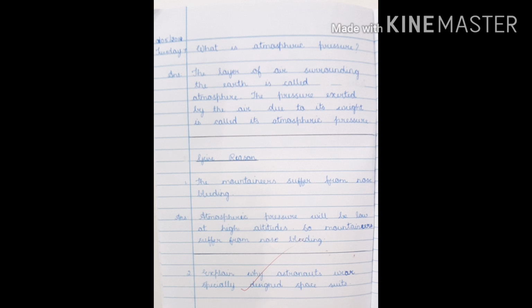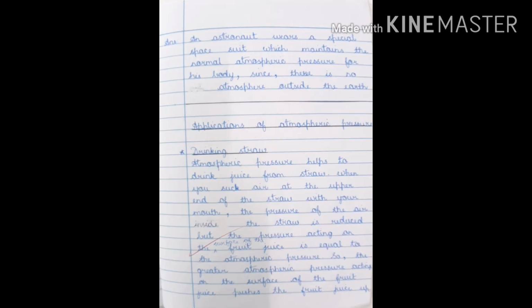Second question. Explain why astronauts wear specially designed spacesuits. An astronaut wears a special spacesuit which maintains the normal atmospheric pressure for his body, since there is no atmosphere outside the Earth. Applications of atmospheric pressure.